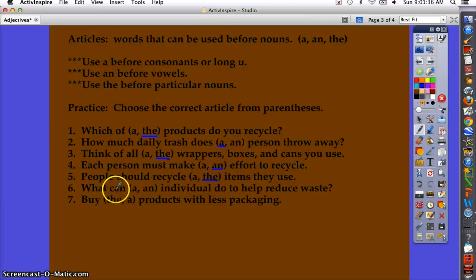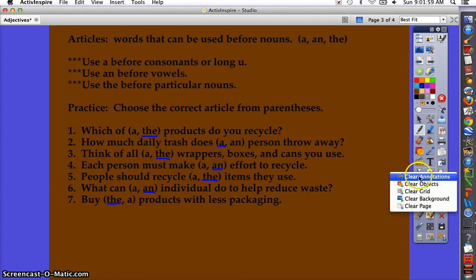Number 6, what can a or an individual do to help reduce waste? It's an this time in front of the vowel I, individual. And 7, buy the or a products with less packaging. Buy the products with less packaging. Makes sense there. So articles are really their own part of speech used in front of nouns like adjectives. A, an, and the are the article words that we would use.